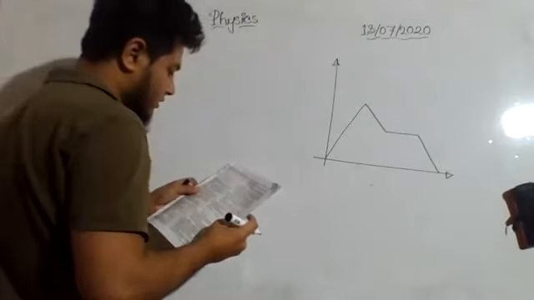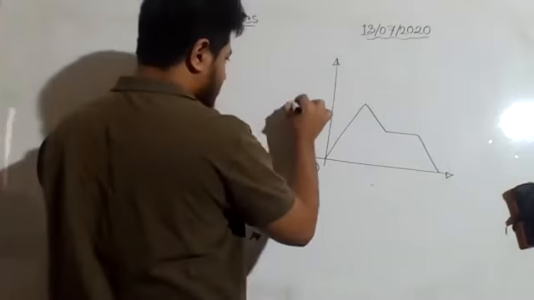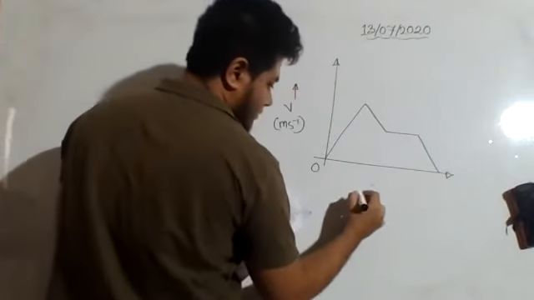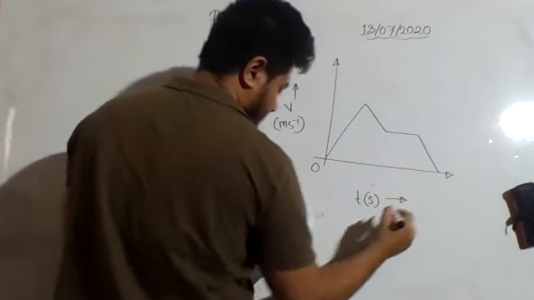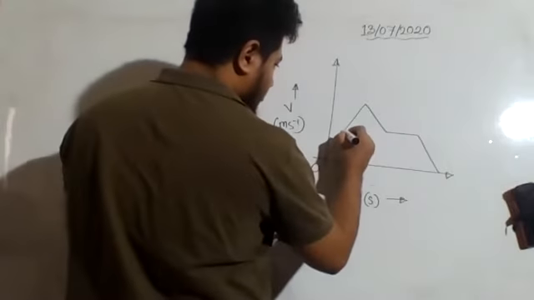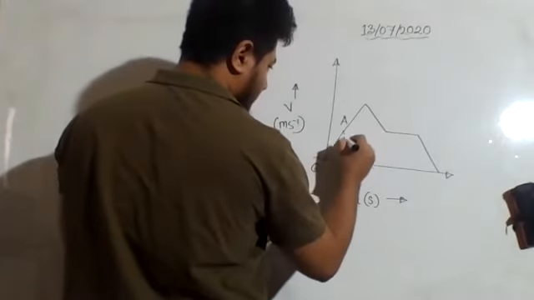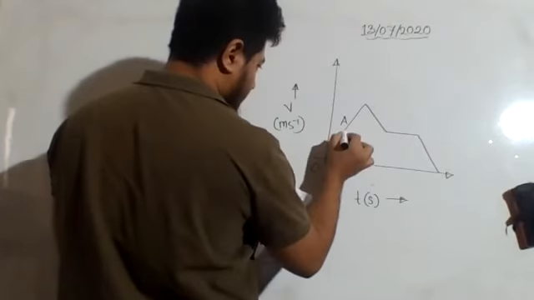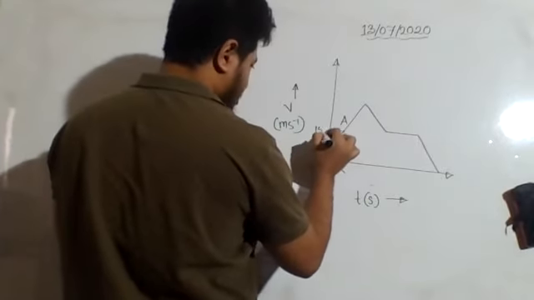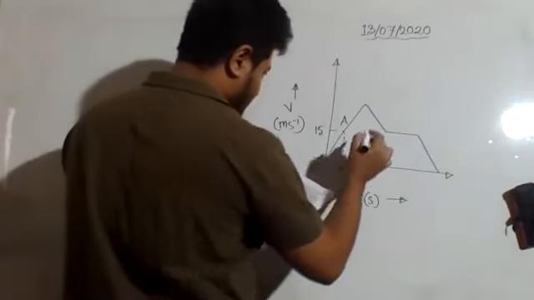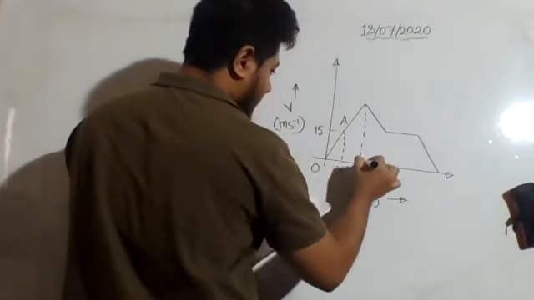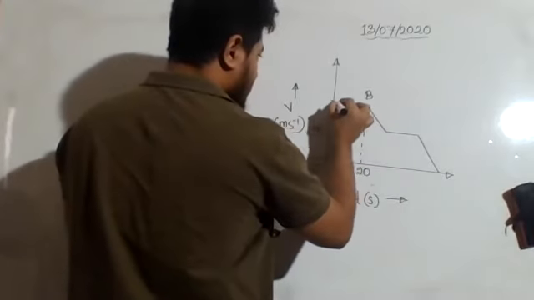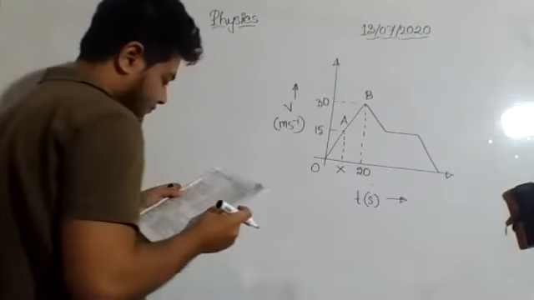The graph looks like this, right? This is velocity, meter per second. This is time in second. There is a point A at time x, that means we do not know the time. At this point, the velocity is 50 meter per second. Then at point B, the time is 20 seconds, and the velocity at this point is 30.